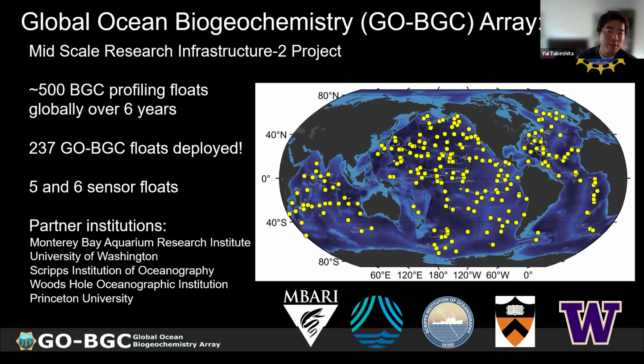We have deployed 237 floats so far. The distribution of the floats is shown in the map in the yellow dots. All the floats deployed through the GO-BGC program are 5 or 6 sensor floats. The program is a partnership between these 5 institutions: Monterey, University of Washington, Scripps Institution of Oceanography, Woods Hole, and Princeton.